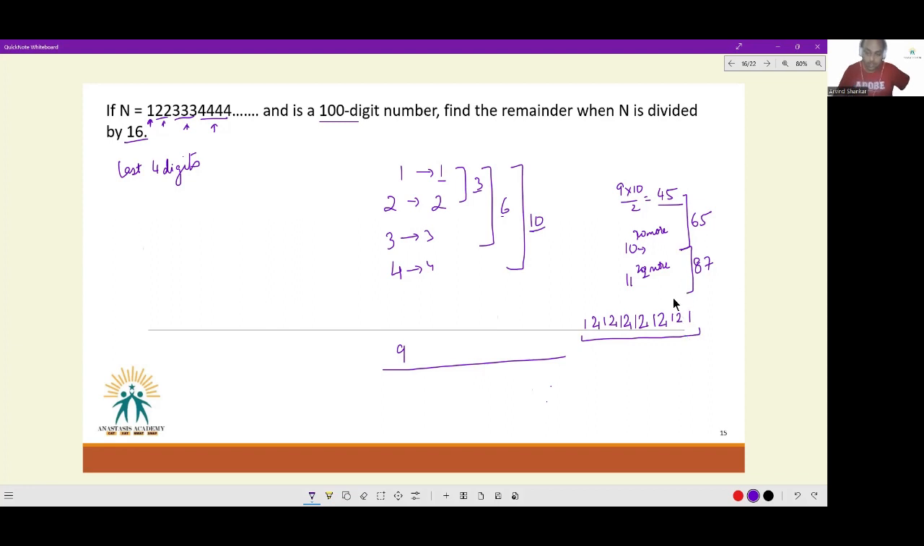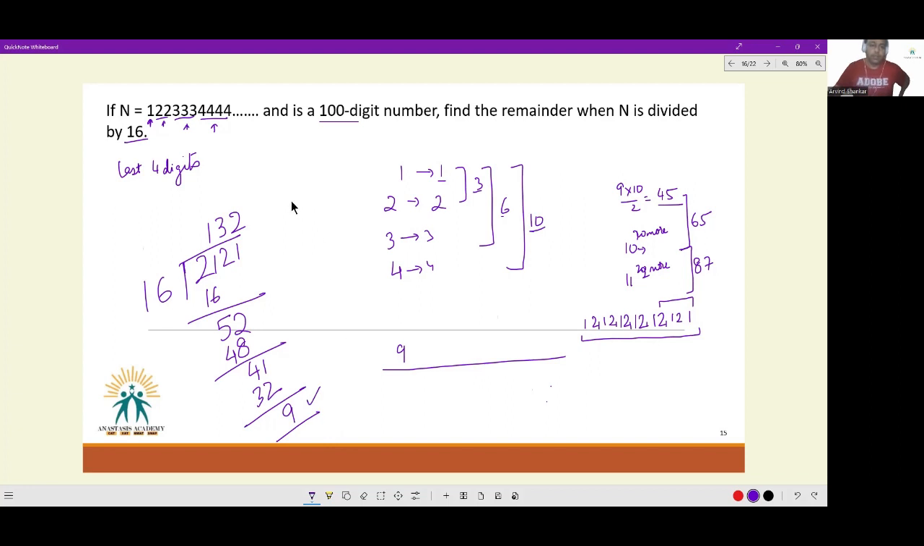Okay, if the last 13 digits are going to be this, these are going to be the last four digits. So now I have to simply find out 2121 divided by 16. What remainder does it leave? Okay, so it is 1, 16, then 52, 3, 48, then 41, then 2, then 32, and we are left with 9. The answer to the question is 9.